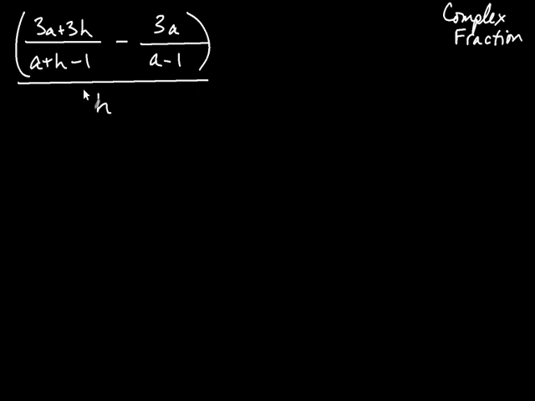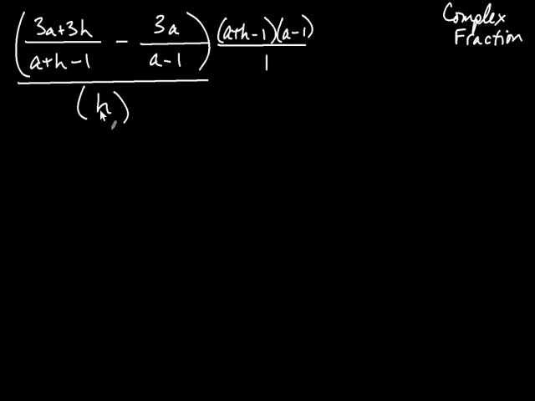So I'm going to multiply that and this by the LCD, a plus h minus 1 times a minus 1. Here we go. It's going to be a plus h minus 1 times a minus 1, all divided by 1. That's for the numerator of the big fraction. And then same thing for the denominator. Because the denominator doesn't contain a fraction, I wrote this over 1 so that I can cancel in a moment.